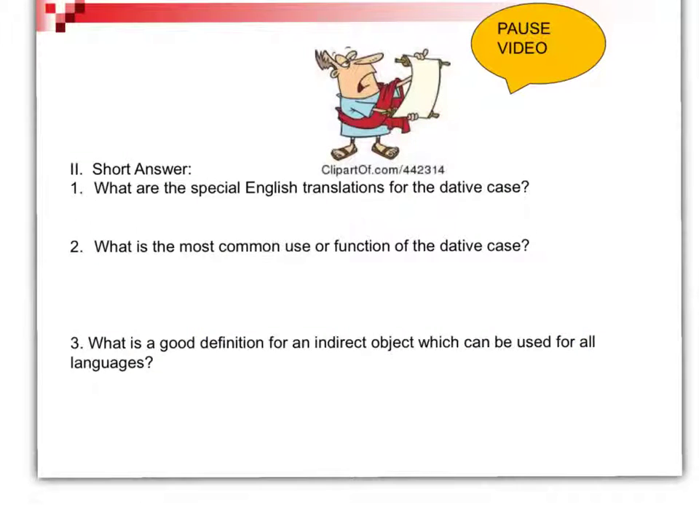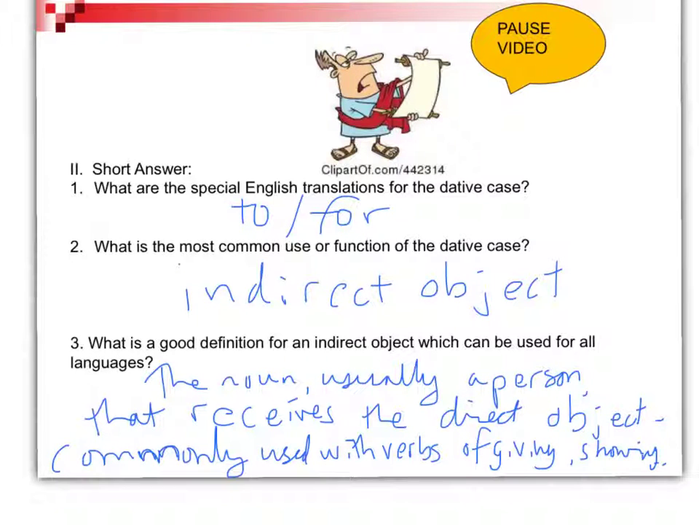Alright, now please pause the video now and answer these questions that are also in your worksheet for this chapter. Okay, please pause the video again, and here are the answers. Number 3, the indirect object is the noun, usually a person that receives the direct object, and the indirect object is commonly used with verbs of giving, showing, telling, trusting, and believing.